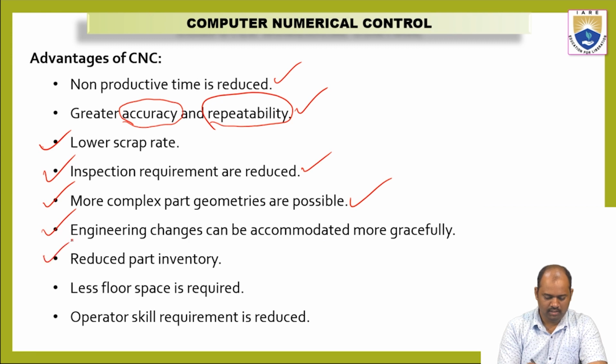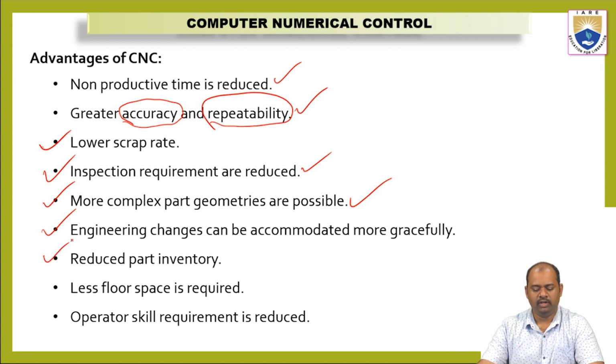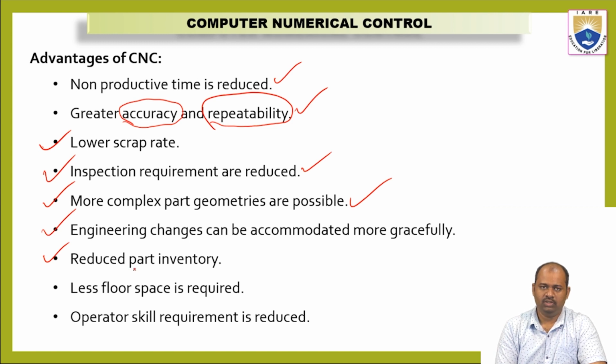And then the next point is reduced part inventory. Here the machine is using the tools or parts. When compared to human beings, the machines will use the tool very safely and will not push the tool above the limit, because we can program that also. So the part inventory, whether the workpiece or the tools, can be used for a longer period of time.